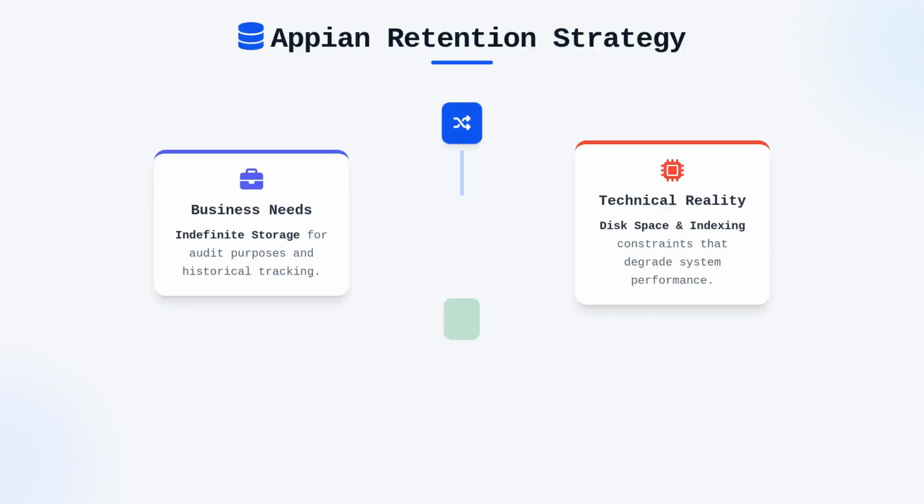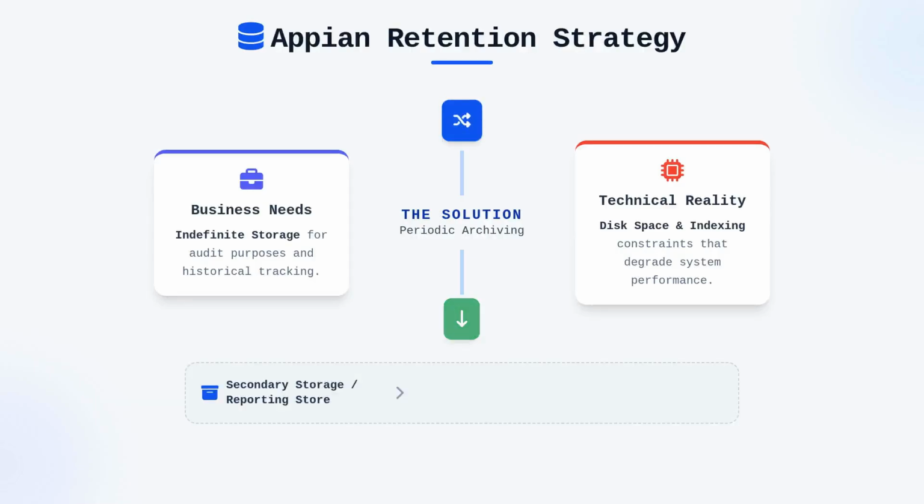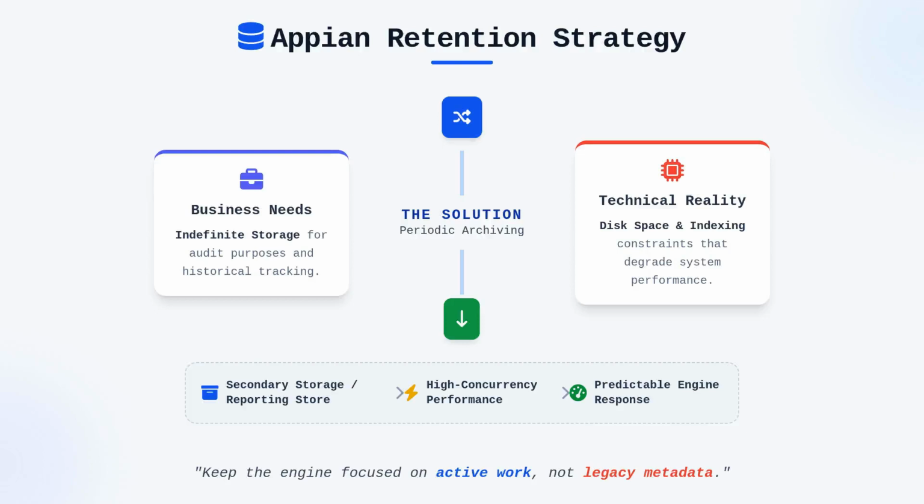You need to mediate these expectations by implementing periodic archiving jobs that move older data to a secondary storage location or a separate reporting data store. By separating the historical audit trail from the active process engine, you ensure that the high concurrency performance remains predictable. A well-tuned system is one where the engine is only concerned with active, relevant work, rather than wading through petabytes of legacy process metadata.